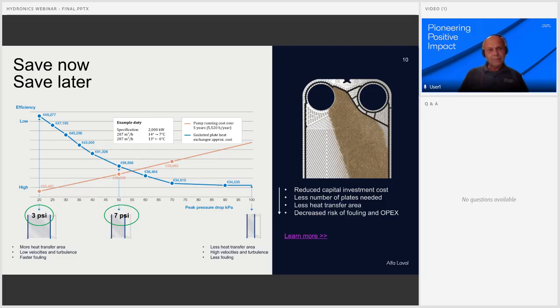As you can see on the blue curve, it's the investment level of the heat exchanger. And with the low pressure drop, the investment level is quite high. It also means low pressure drop, low turbulence, etc. in the heat exchanger, less efficiency. So a more efficient heat exchanger will come out with a higher pressure drop.